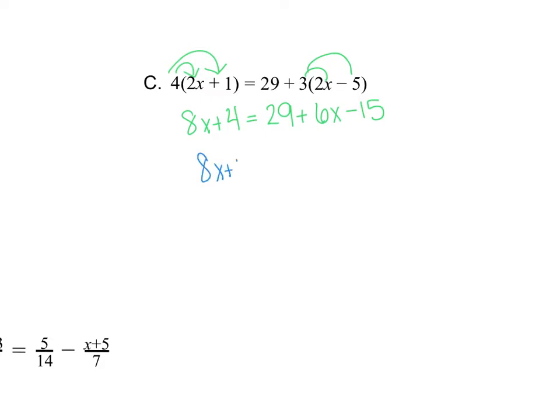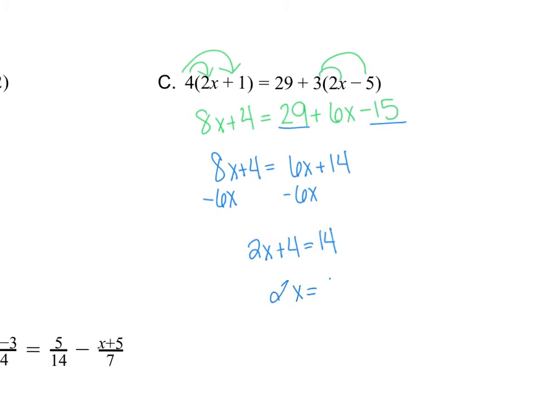So the 8x plus 4 stays the same. 29 minus 15 is a positive 14. So now we're at 8x plus 4 equals 6x plus 14. Take the smaller x to our bigger x. So 2x plus 4 equals 14. And then you subtract 4. So 2x is equal to 10, and x is equal to 5.